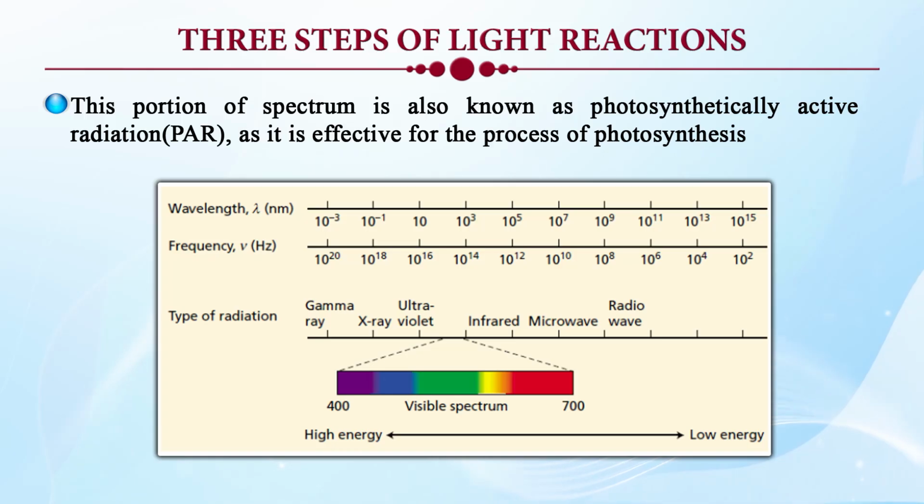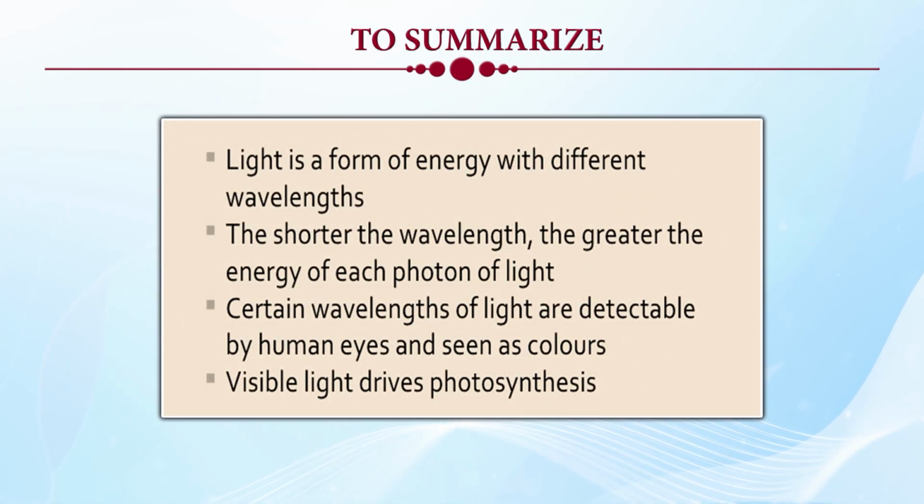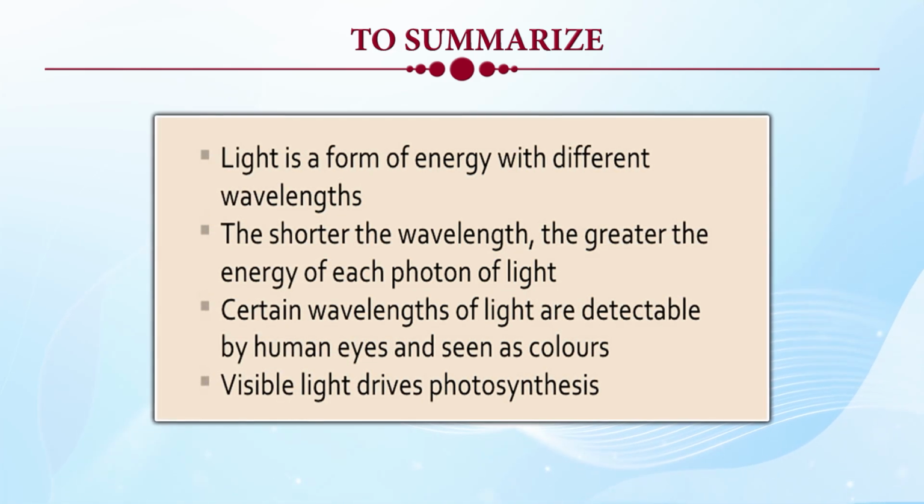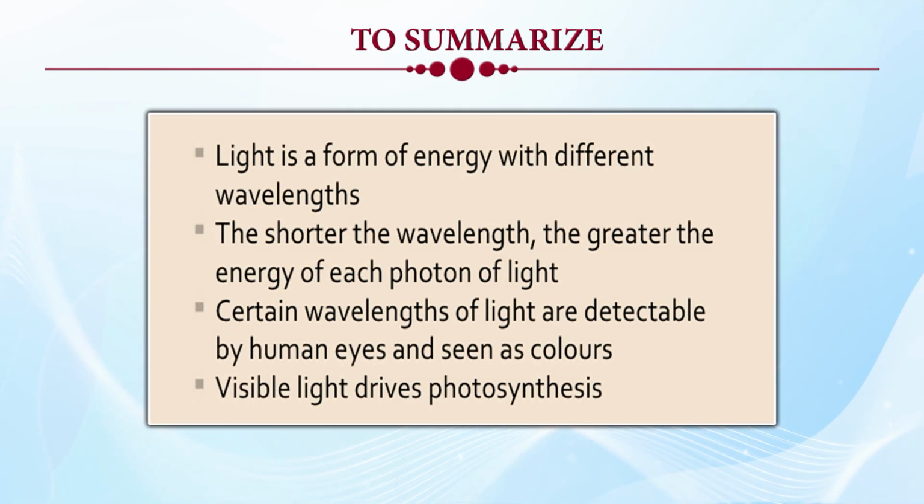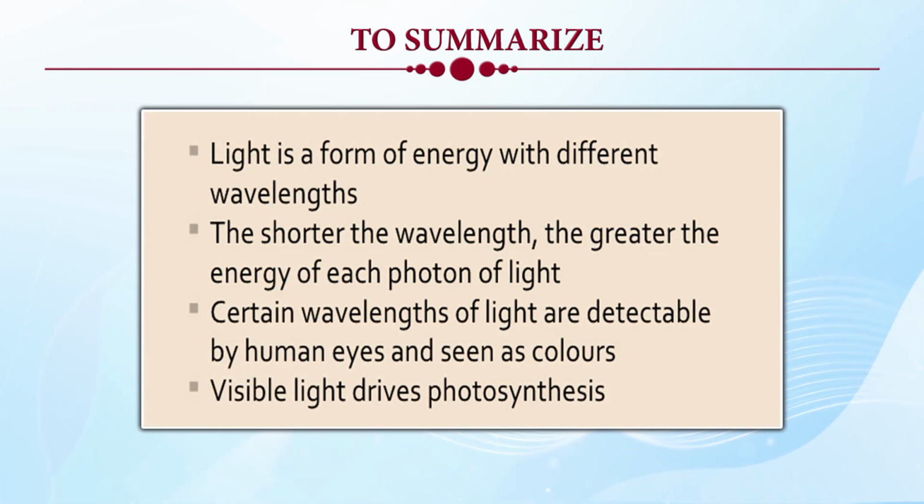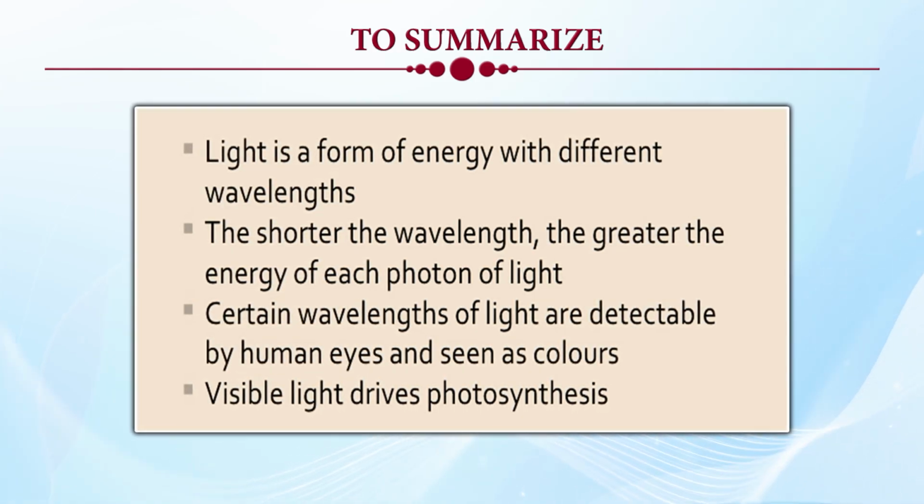And if you look on your screens carefully, there is a very dark band of violet on the left hand side, right. So, to summarize the whole aspect, we can say that light is coming in the form of energy of different wavelengths. Shorter the wavelength, greater would be the energy, and it would be able to excite the electrons of chlorophyll to a higher level. And certain wavelengths of light are detectable by human eyes, and they are seen as colors, because we cannot see all the light.